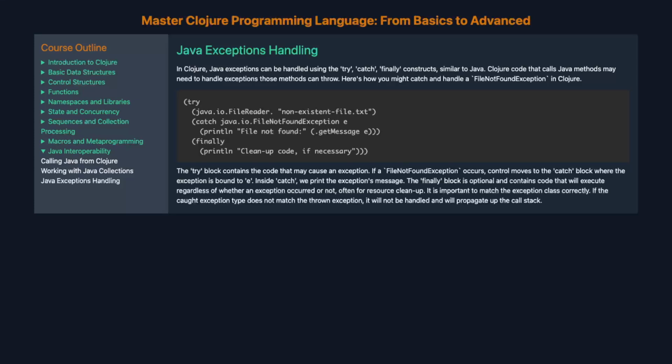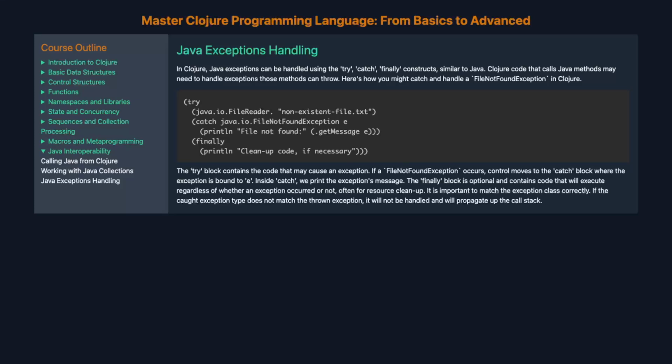Clojure code that calls Java methods may need to handle exceptions those methods can throw. Here's how you might catch and handle a file not found exception in Clojure. The try block contains the code that may cause an exception. If a file not found exception occurs, control moves to the catch block where the exception is bound to e. Inside catch, we print the exception's message.